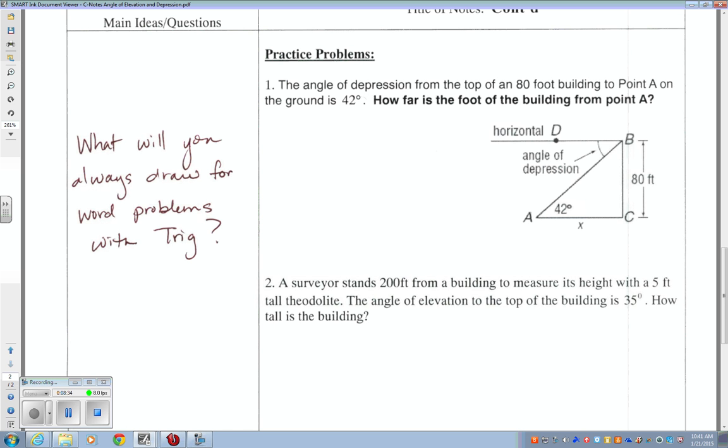Now, my question to you is, you see how they told you where the angle of depression is? And then they put the 42 with the ground. Did it matter where I put the angle? No, because you should always know that the angle of elevation is equal to the angle of depression when they have the same transversal. So these two have the same transversal.